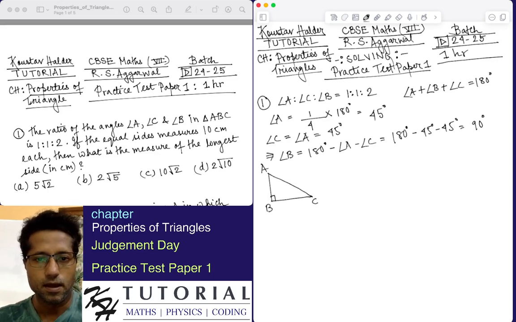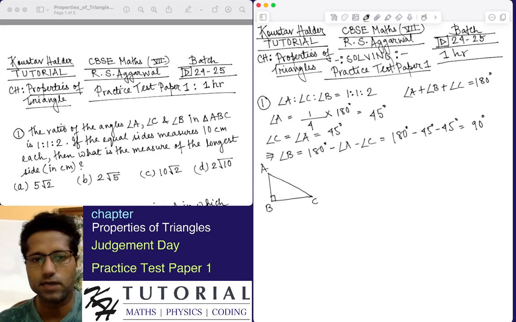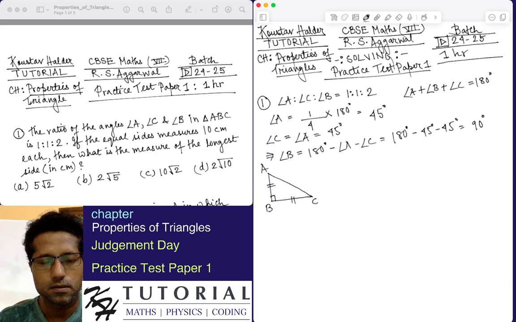It is also given that the equal sides measure 10 centimeter each. Now in a right angle triangle with two equal sides, if the triangle is right angled at B, it has to be that AB and BC are equal. So it is given that the equal sides, this is 10 centimeter, this is 10 centimeter.